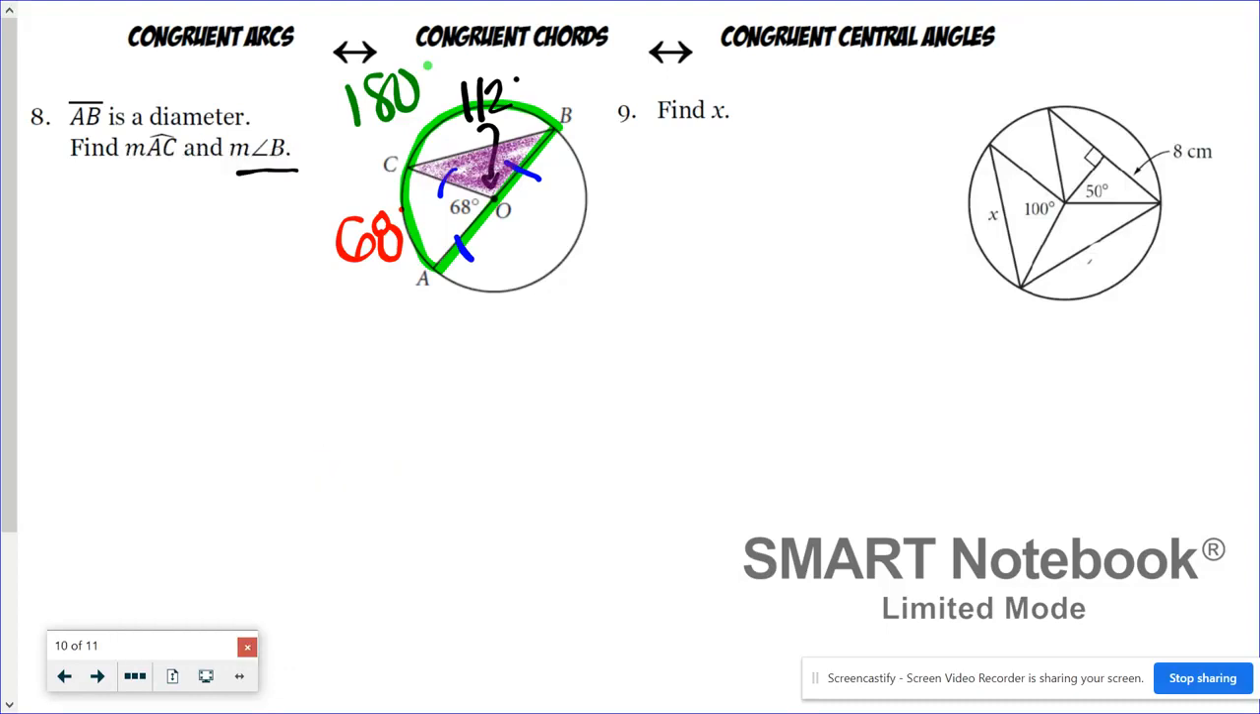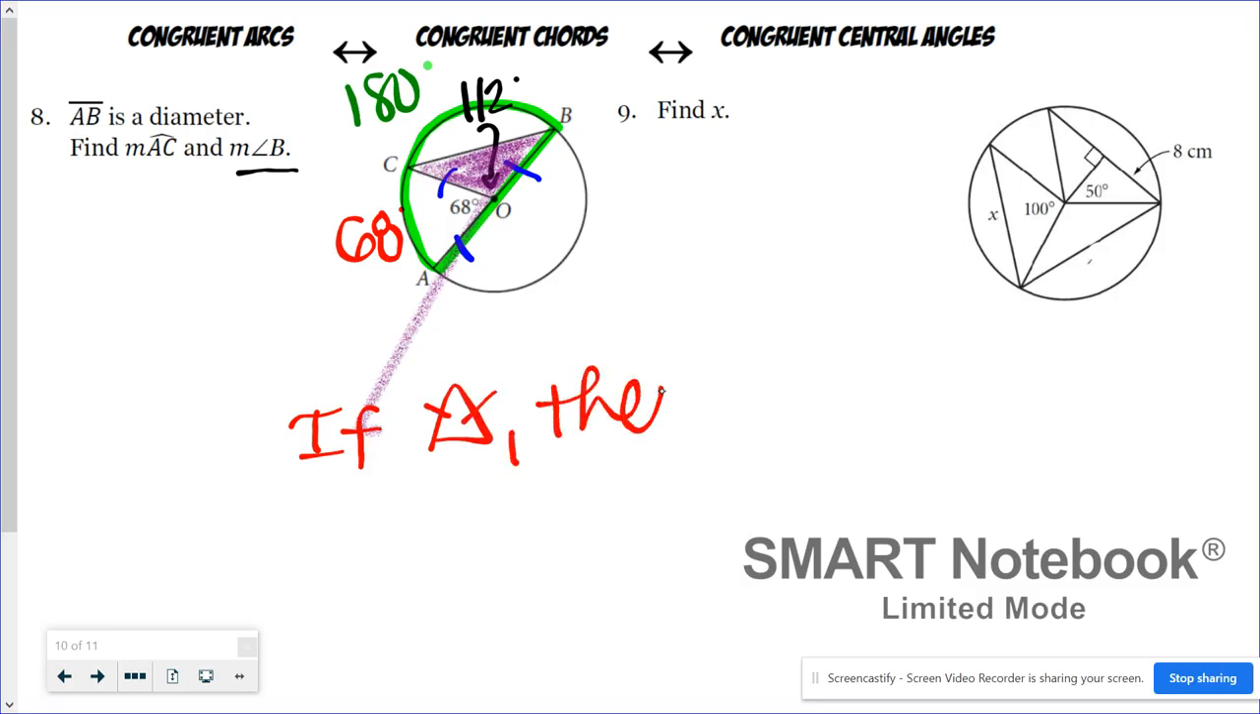Yeah, we know it's isosceles, and we have that theorem from last semester that says if you have a triangle with two congruent sides, then the angles opposite those sides are congruent as well. So what do we know? We know that angle B and angle C are congruent.